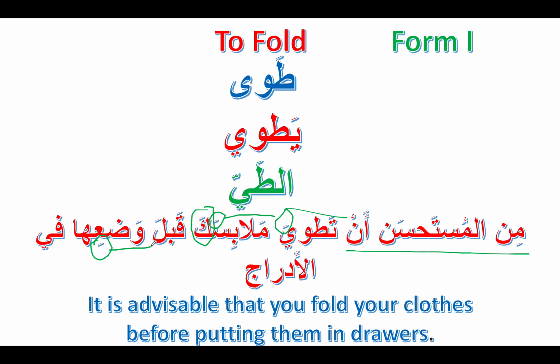This is because after qabla, the noun is in the genitive case, and this is indicated by the kasra. So وضعها. Now the ha here is referring to the malabis, okay, putting them. But because malabis is a non-human plural, it behaves as a feminine singular noun, so that's why it's the ha. في الأدراج, in the drawers. One drawer, a singular, is درج.